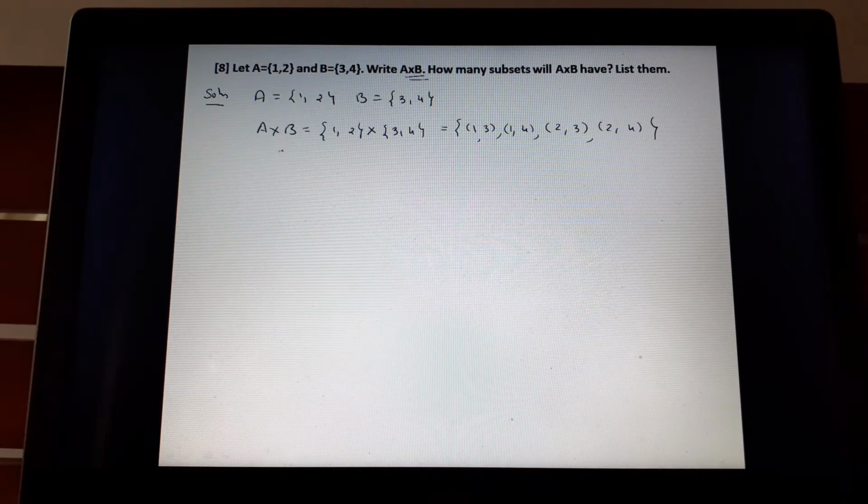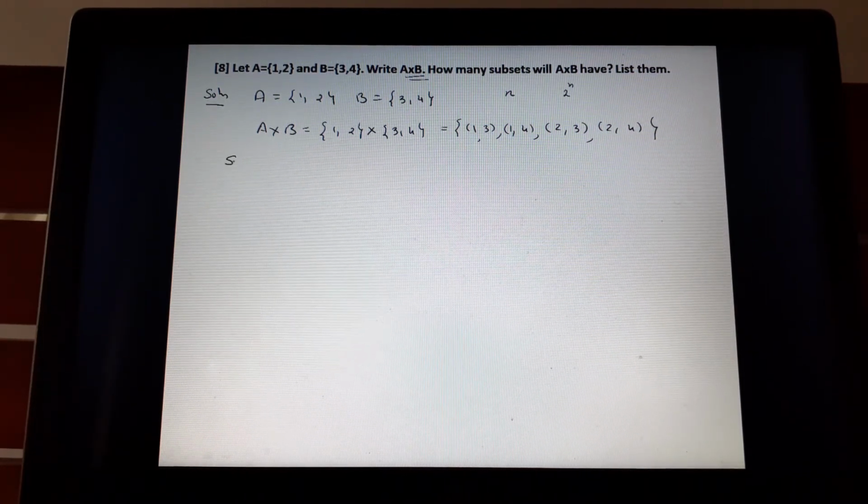The number of elements of A cross B is 4. And you know this property: if a set has n elements, its subsets will be 2 power n. Therefore, since this has 4 elements, the number of subsets will be 2 power 4. We have to find the subsets.